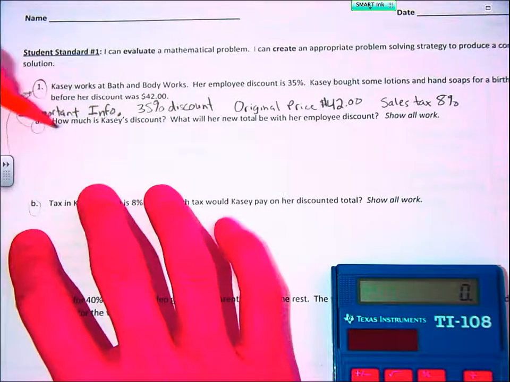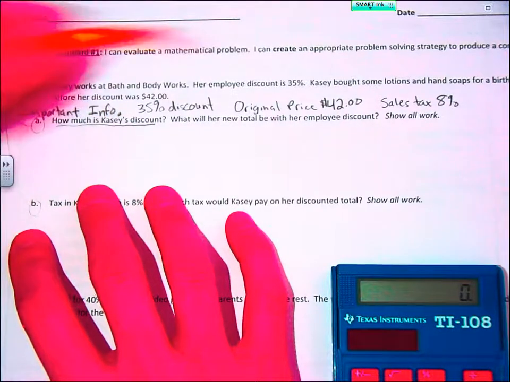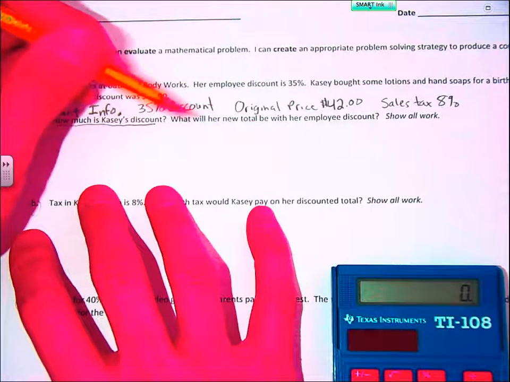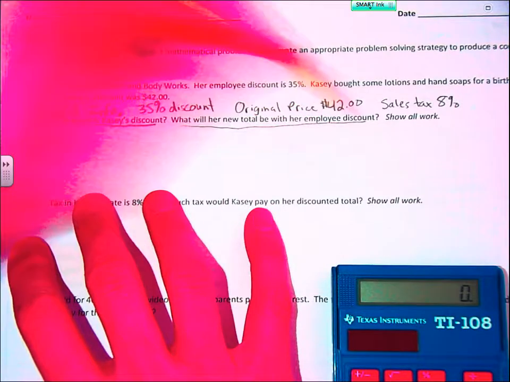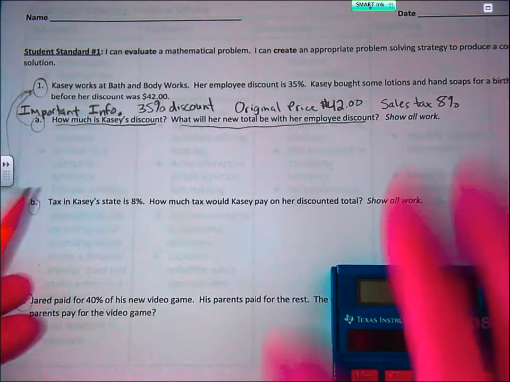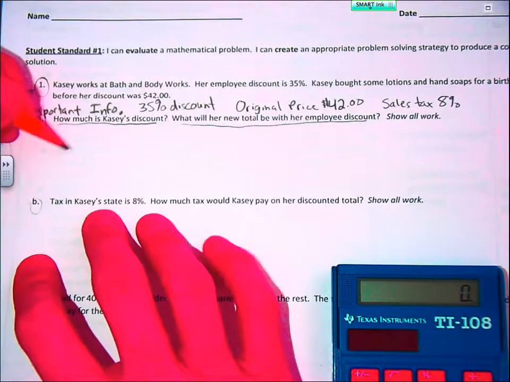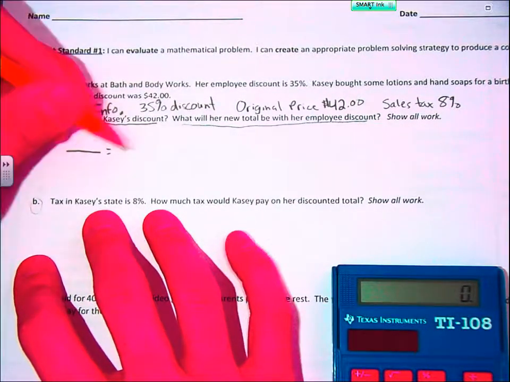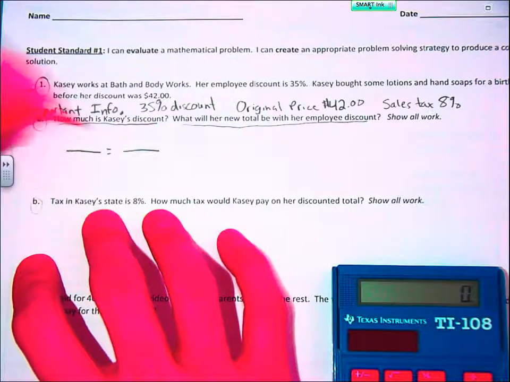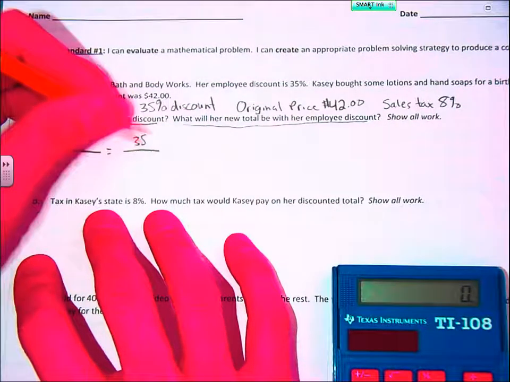So we're going to answer that first. What will her new total be with her employee discount? That's going to be the second part. They want me to show all my work even though I can use a calculator. So I want to set both of these problems up as, what is her discount? Well, her discount is 35%.